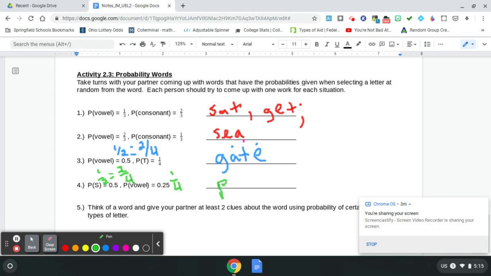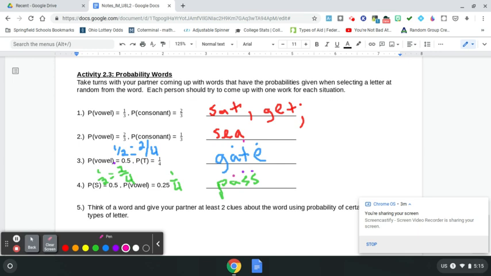How about the word pass? P-A-S-S. Okay, so does it fit the requirements? Well, let's take a look. First of all, we need 2 of them to be S's, 1, 2, and then we need 1 of them to be a vowel. Got it, check. Okay, so pass would be an example that satisfies those requirements.